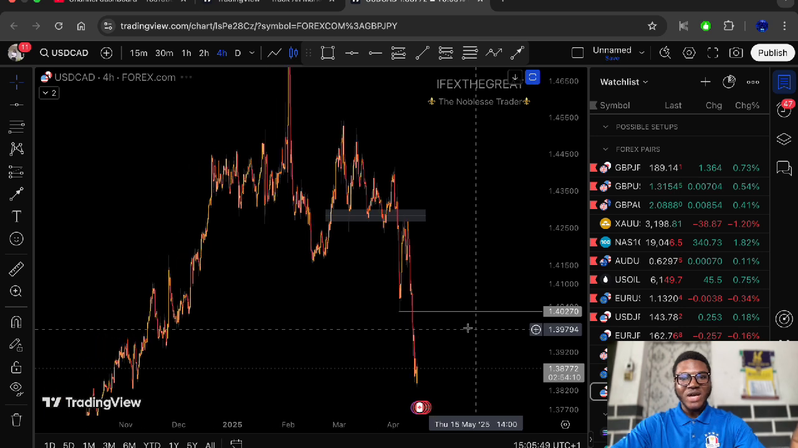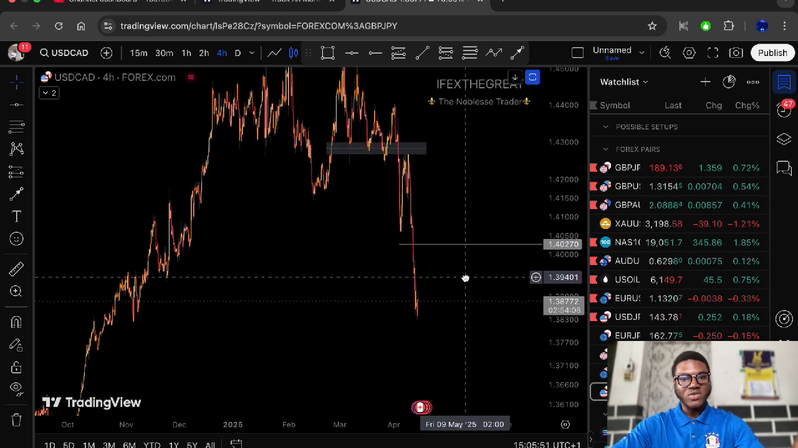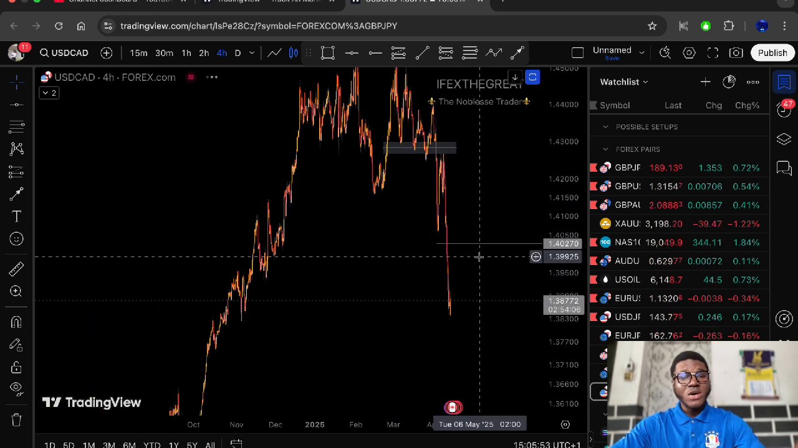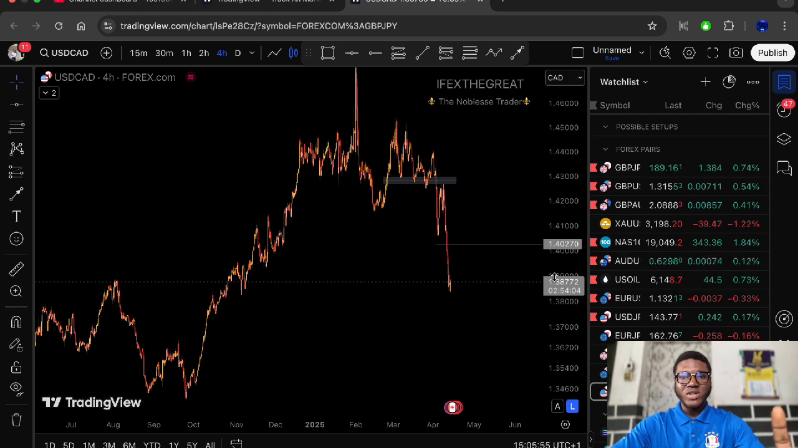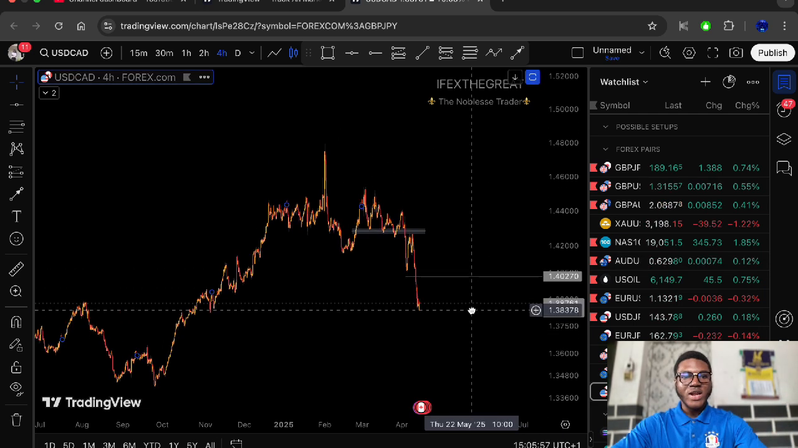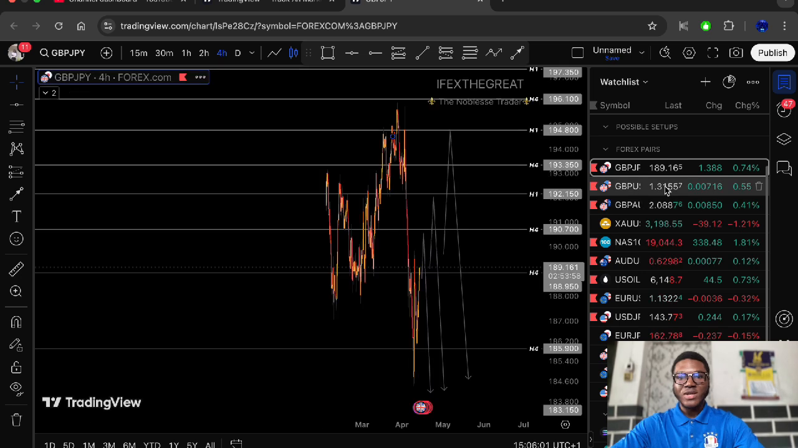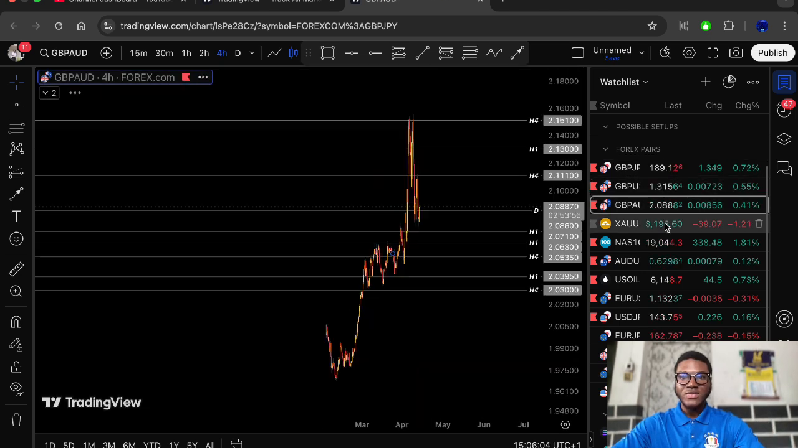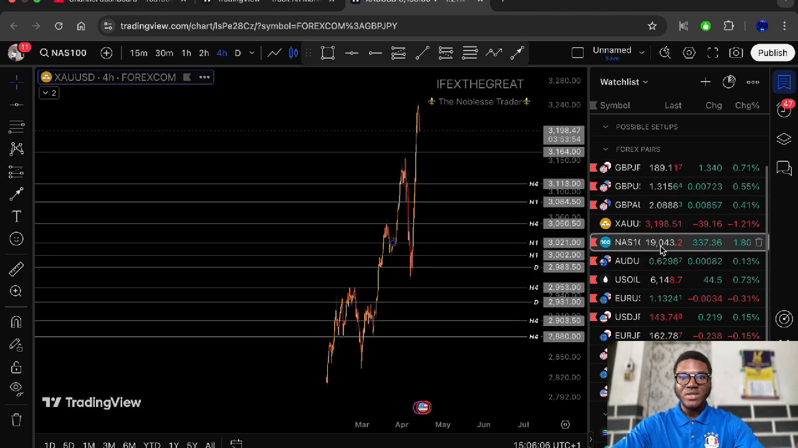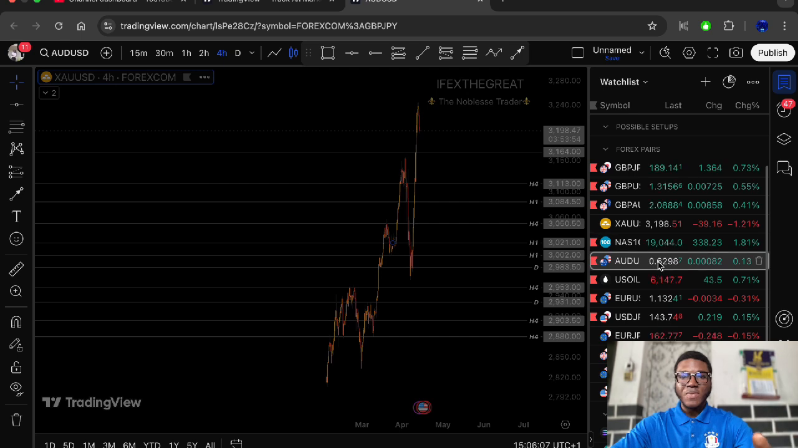Even USD CAD, we had one sell from here, and we cut it all the way to this close. But I'm not really going to trade all of these ones because they don't really have good structure. So these are the important ones that we are trading. You can see we have them marked out, and we already have marks on everything. So these are all the pairs.